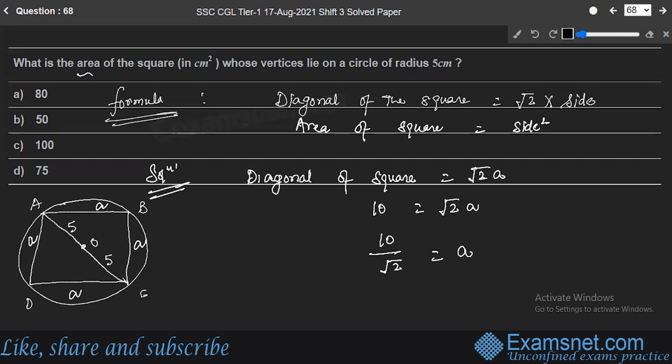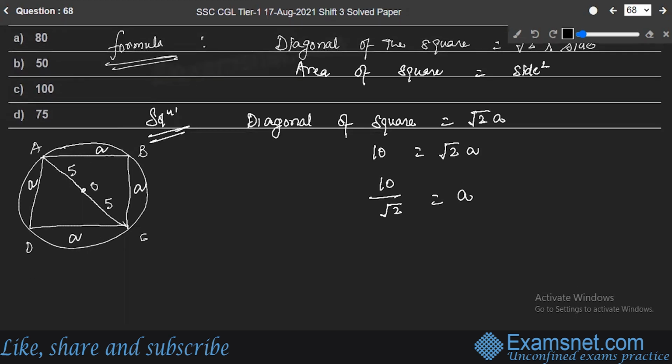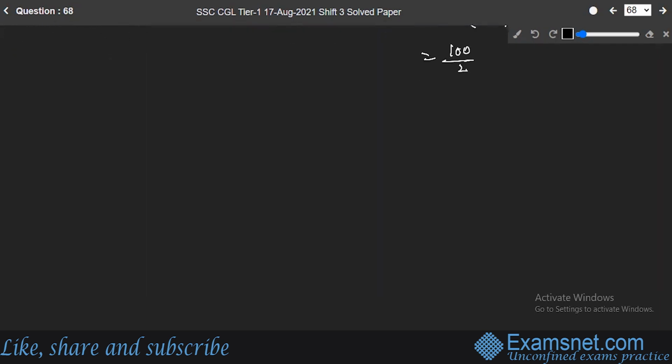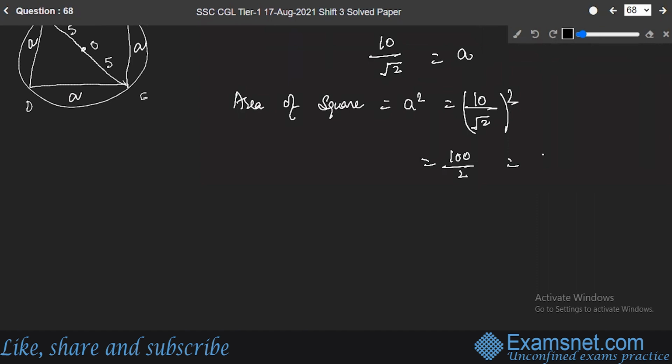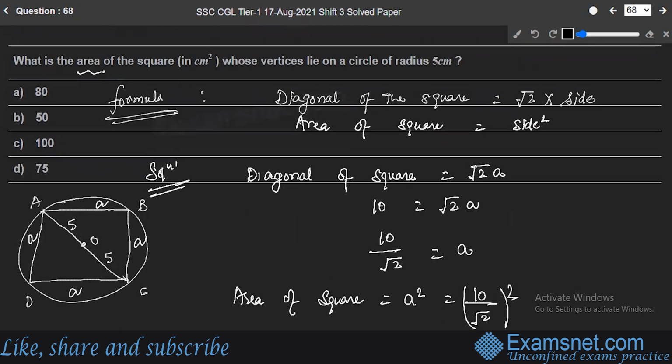You have to find out the area of that square. You just got the side, now it's easy to find the area. So area of square is equal to side square, which is equal to 10 upon root 2 square, which is equal to 100 upon 2, that is equal to 50 centimeter square, right? Let's check with the options. Option B is the correct answer to our question.